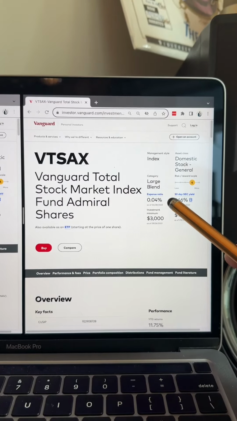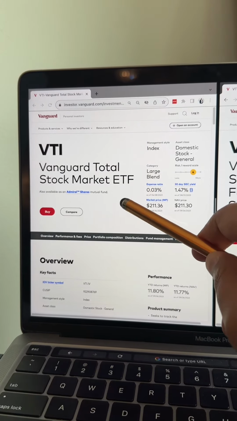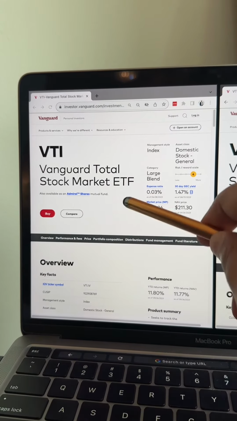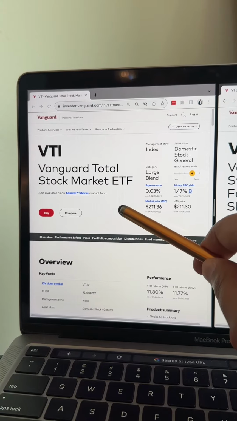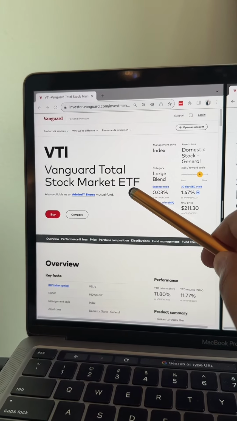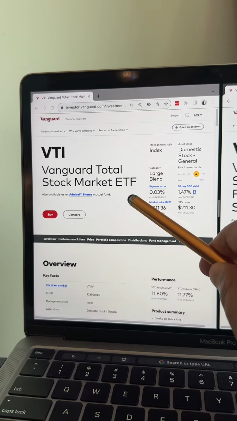Now, in terms of which index fund I prefer, VTI. I love the fact that you can buy VTI using any online broker of your choosing. I love the fact that it has no investment minimums. And I love the fact that VTI is an ETF, which means it trades exactly like a stock.